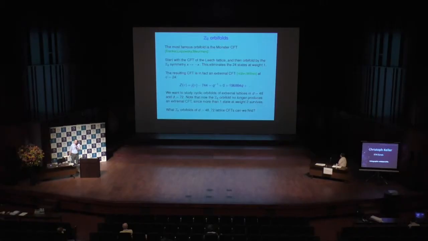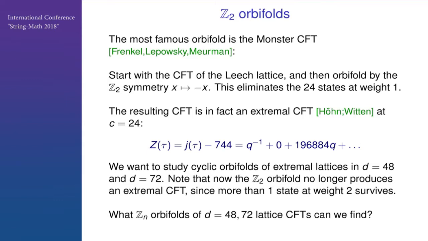Now, if we're doing orbifolds of extremal lattices in d equals 48 and d equals 72, we actually need to do something more powerful than this simple Z2 orbifold, because the Z2 orbifold will eliminate all the spin 1 states, but now we also want to eliminate as many of, say, the spin 2 states, or maybe the spin 3 states as well. And the Z2 orbifold will, of course, not eliminate most of them. So what we're interested in is higher cyclic orbifolds. Again, eventually the goal will be to also consider non-cyclic, non-abelian orbifolds. But for a start, we want to systematically explore all cyclic orbifolds of these extremal lattice vertex operator algebras.